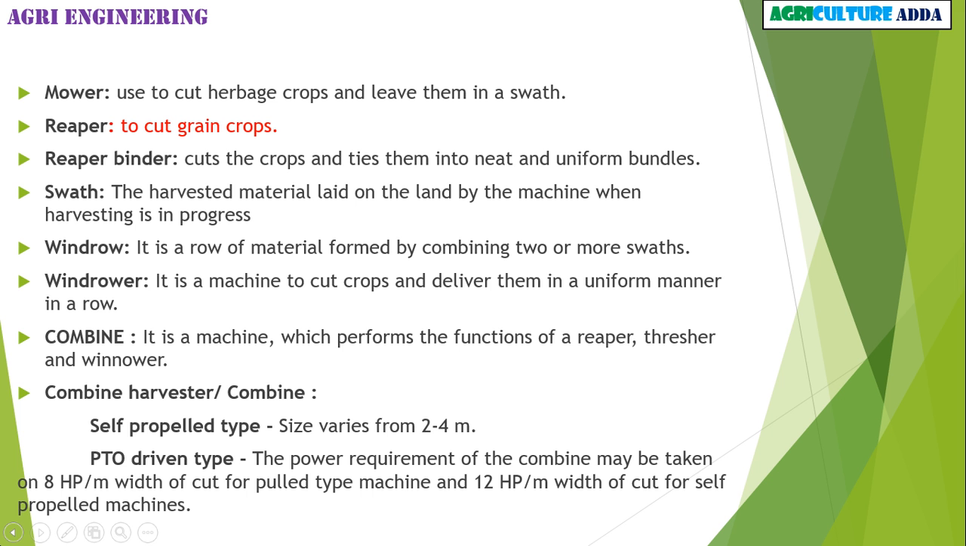And combine is a machine which performs the functions of reaper, thresher, and winnower. And combine harvester, self-propelled type, its size varies from 2 to 4 meter, and it is a PTO driven type. The power requirement of the combine may be taken as 8 HP per meter width of cut for pull type machine, and 12 HP per meter width of cut for self-propelled machines.